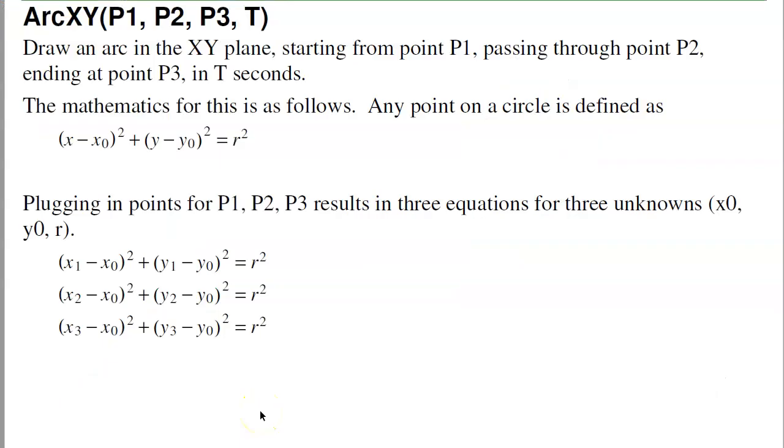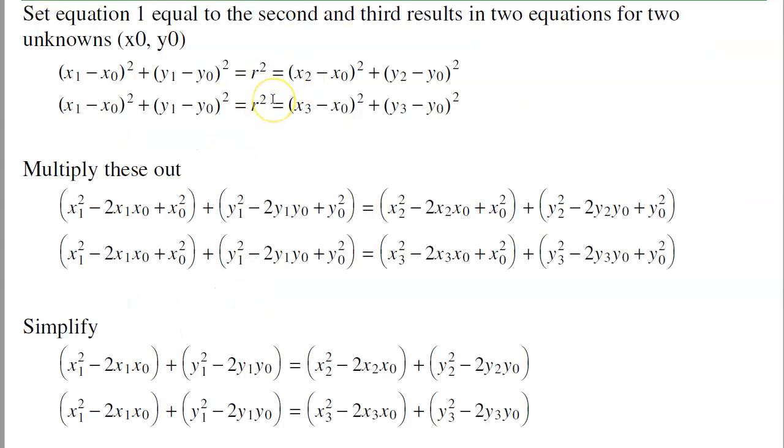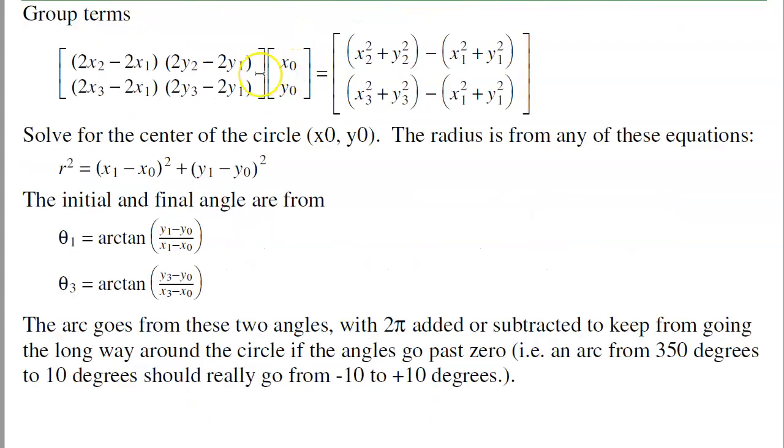The final program is an arc. I want to draw an arc between point 1 to point 3, passing through point 2. And this gets a little bit tricky. There's going to be a circle that connects all 3 of those points. Find the center of that circle. So doing some algebra, multiplying it out, simplifying, I eventually wind up with 2 equations, 2 unknowns, and you find the radius. Once I find the radius, I know the angles to go from point A to point B, do interpolation for those angles.